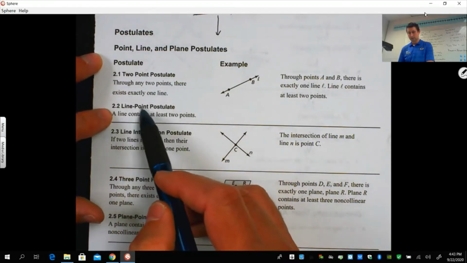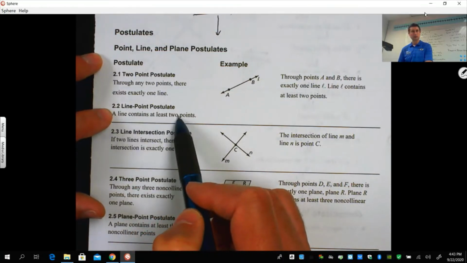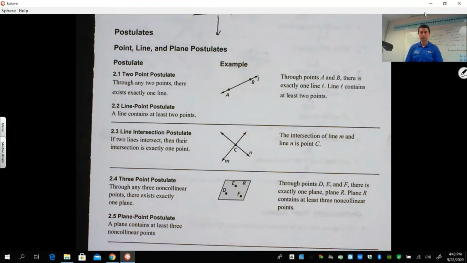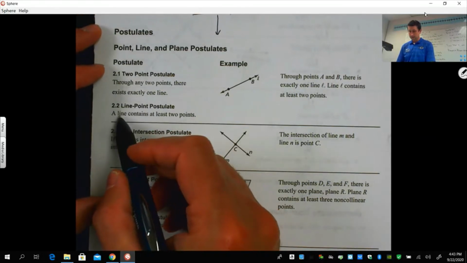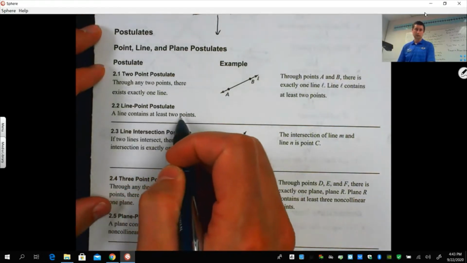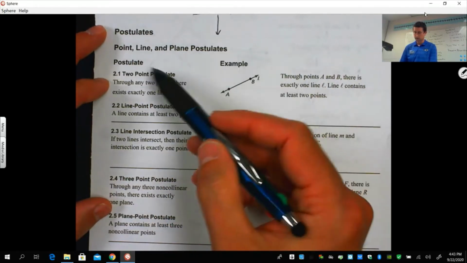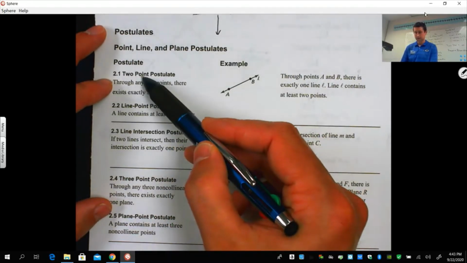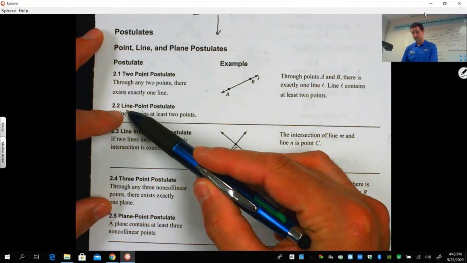The line-point postulate says a line contains at least 2 points. So those are kind of converses of each other, so we can make an if and only if statement if we wanted to. You have a line if and only if you have 2 points. If you have 2 points, then you have a line. It works both ways. Start with 2 points, and the two-point postulate says you have a line. Line-point says if you have a line, then you have 2 points.